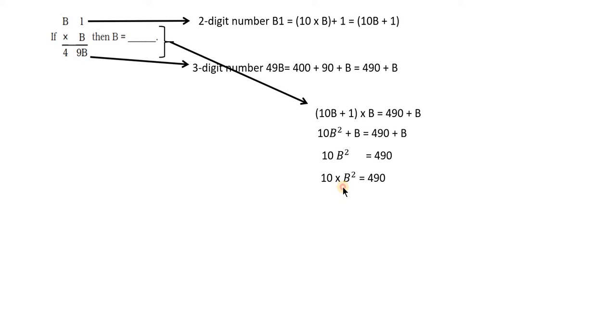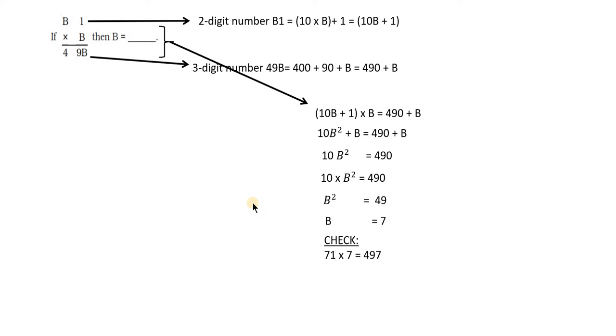So on the left hand side you have b square only, which is equal to 49. That means the square of b is 49. So square of what number is 49? Square of 7 is 49. Therefore b should be equal to 7. You can also check it in the sum: put b equal to 7 and check, you are getting the answer 497, which checked out.